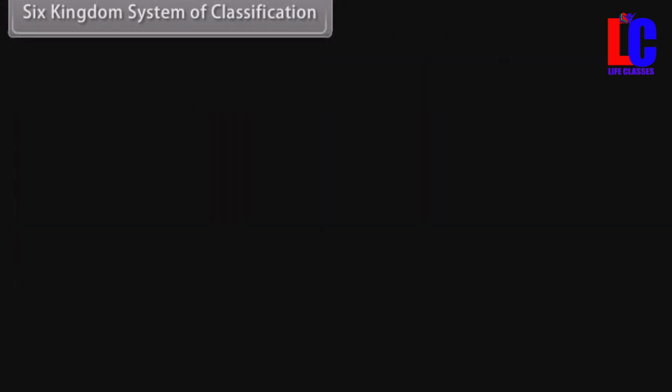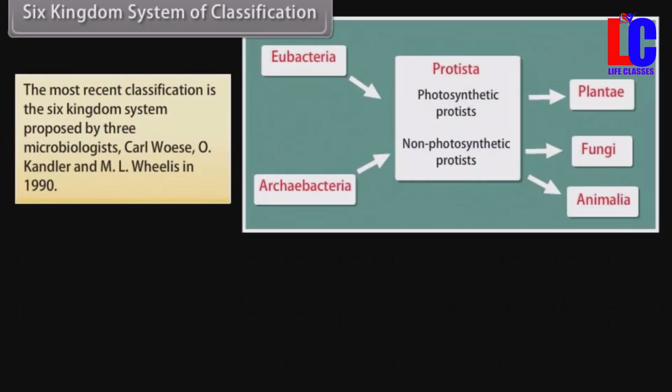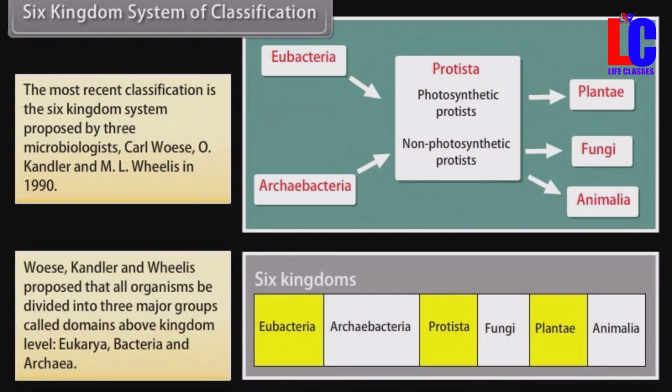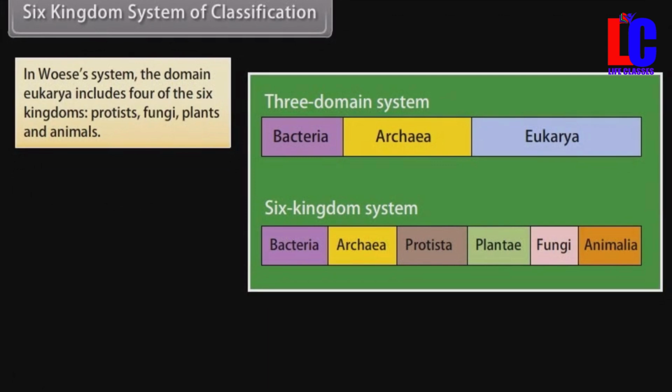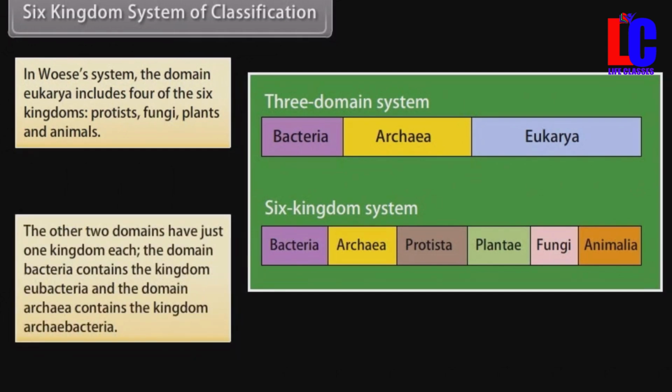Six-kingdom system of classification. The most recent classification is the six-kingdom system proposed by three microbiologists, Carl Woese, O. Kandler, and Mark Wheelis in 1990. Woese, Kandler, and Wheelis proposed that all organisms be divided into three major groups called domains above kingdom level: eukarya, bacteria, and archaea. In this system, the domain eukarya includes four of the six kingdoms: protists, fungi, plants, and animals. The other two domains have just one kingdom each. The domain bacteria contains the kingdom eubacteria, and the domain archaea contains the kingdom archaebacteria.